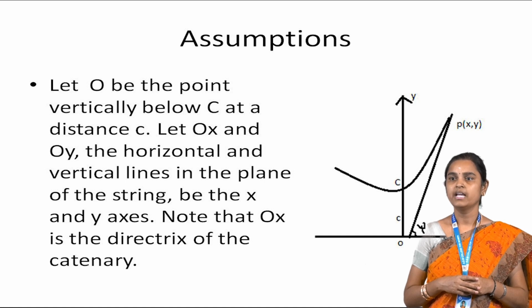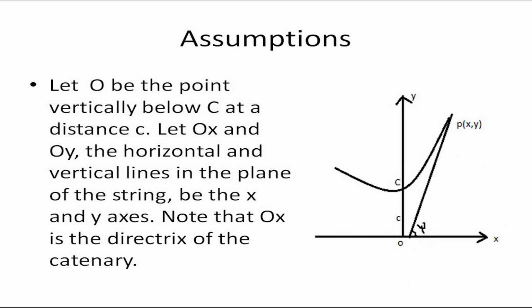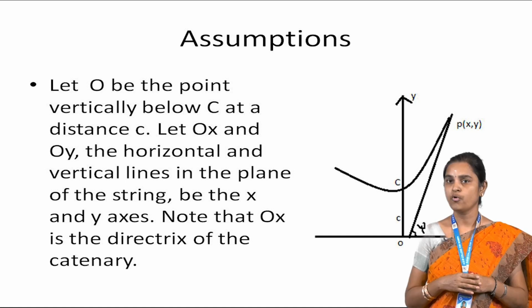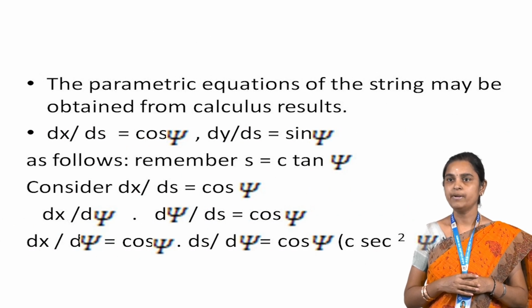Now look at the diagram. Here we can see the string hanging along the axes, represented graphically with the x axis and y axis. Here P is the point (x, y), and the angle formed is psi. Capital C is the lowest point of the string and small c is the distance below capital C. The parametric equation of the string may be obtained from a calculus result. First of all, let us consider that dx by ds equals cos psi, taking the horizontal component, and dy by ds equals sin psi, taking the vertical component.